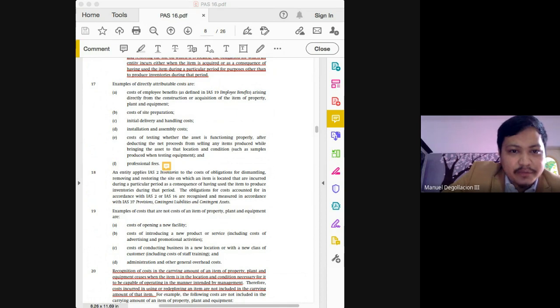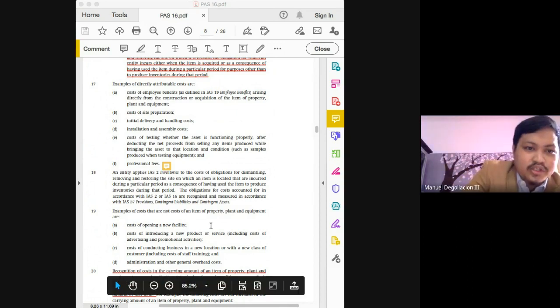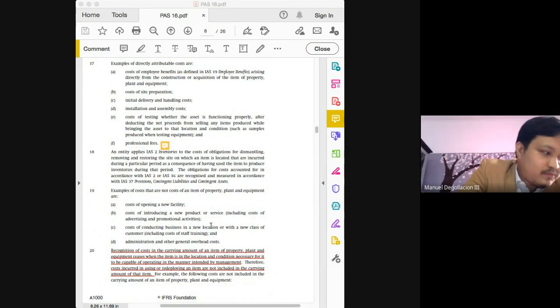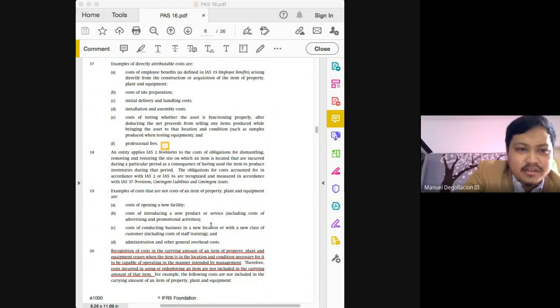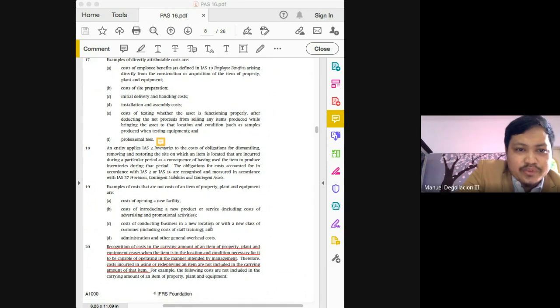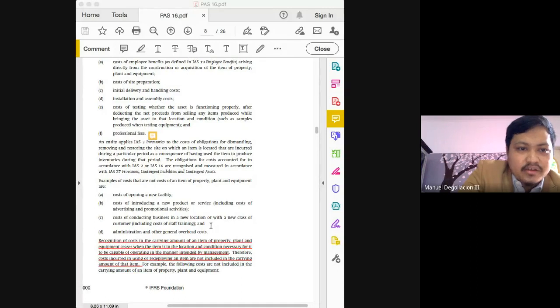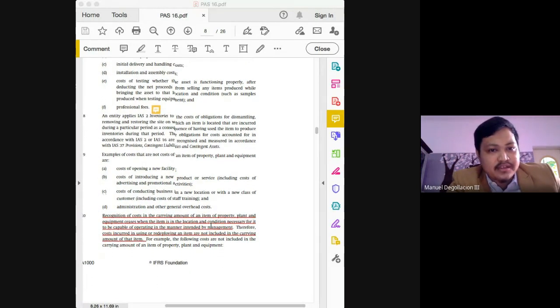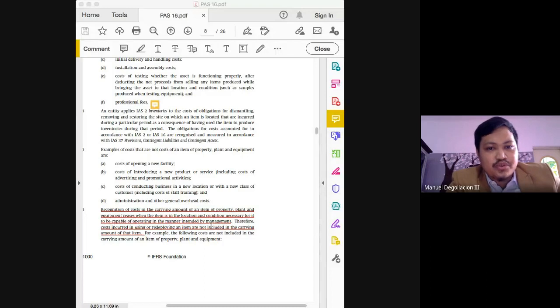Okay, examples of costs that are not costs of an item of property, plant, and equipment are cost of opening a new facility. Okay, parties, class, for grand or soft opening, definitely not a necessary cost. Okay, cost of introducing a new product or service, cost of conducting business in a new location, and administrative and other general overhead costs. Okay, especially for paragraph D, class, this is also similar to what you should have encountered in past two.